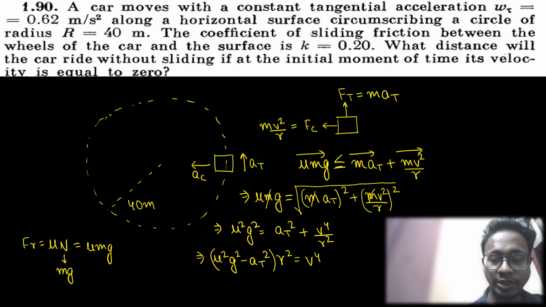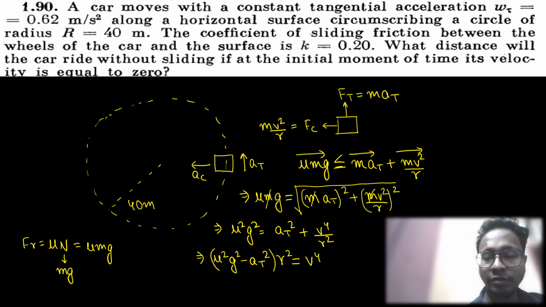So when velocity is lesser than this value, only for velocity lesser than this value, the car will stay in this track. As soon as the velocity exceeds this value, what will happen? The car will escape the circular track.